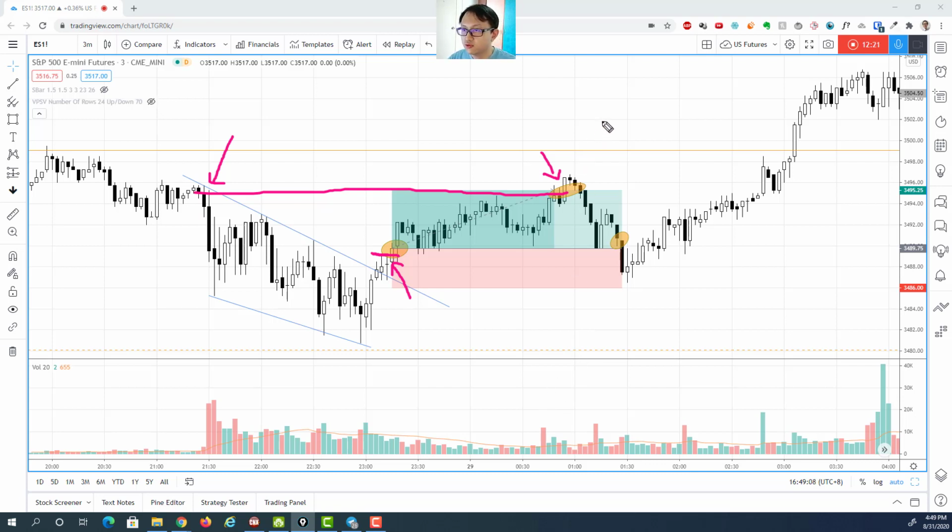So if we scale out here, then the last portion of the position will need to be exited somewhere around here, where we have seen a lower high and then followed by a breakdown here. So this acted as an upside non-confirmation, which is a failure to the upside.